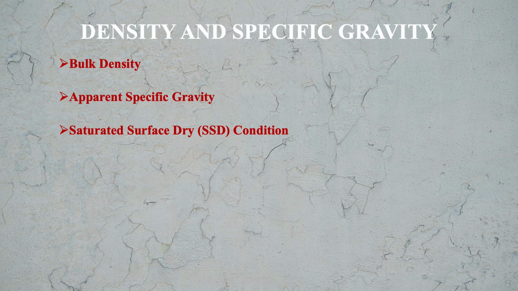In this category we will see bulk density, apparent specific gravity, and another characteristic, the saturated surface dry condition, SSD. So let us see these properties. First let us look at the bulk density.